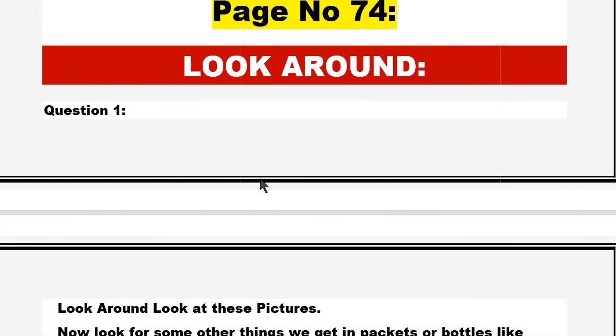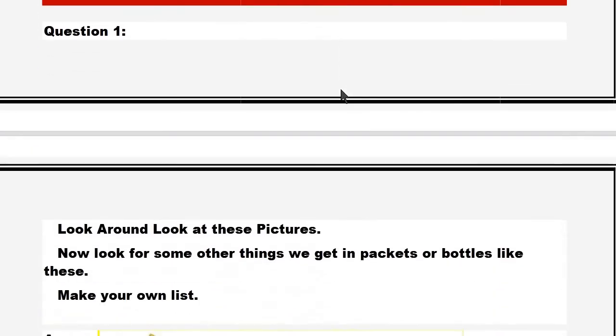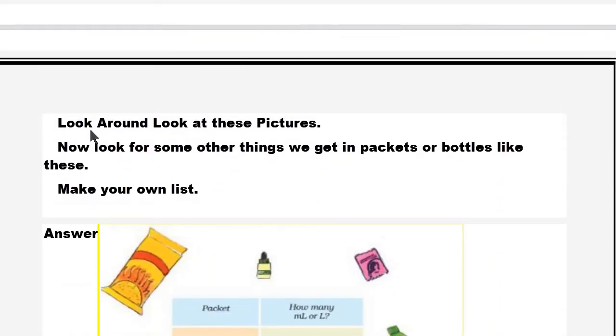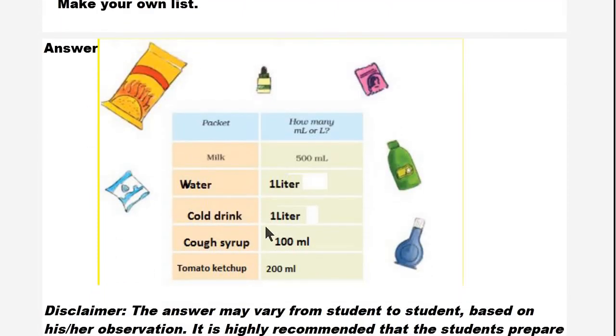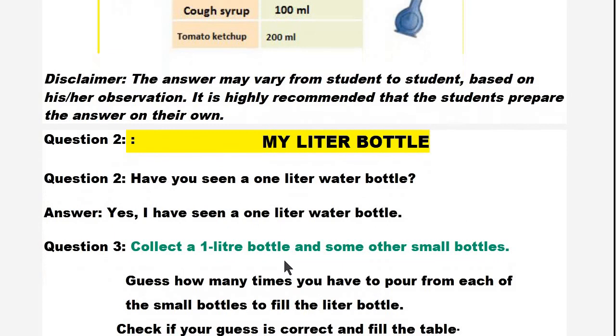Now page number 74. Look around. Question number 1. Look around, look at this picture. Now look for some other things we get in packets or bottles like this. Make your own list. Here the answer: water 1 liter, cold drink 1 liter, cough syrup 100 ml and tomato ketchup 200 ml.